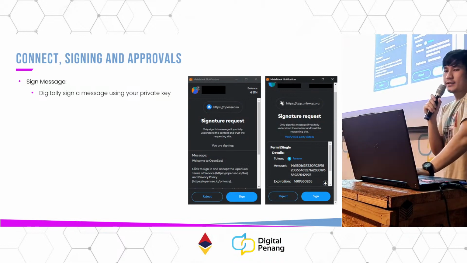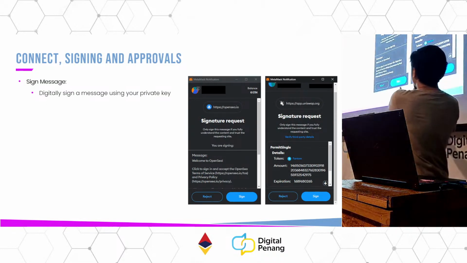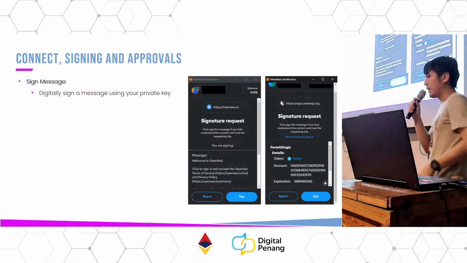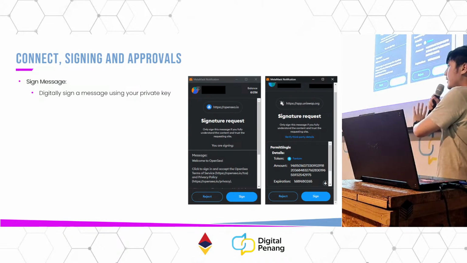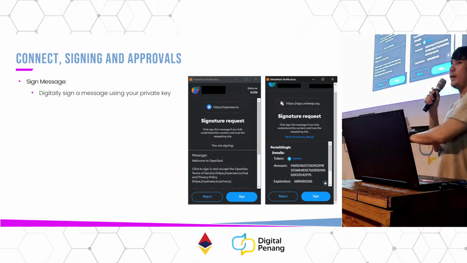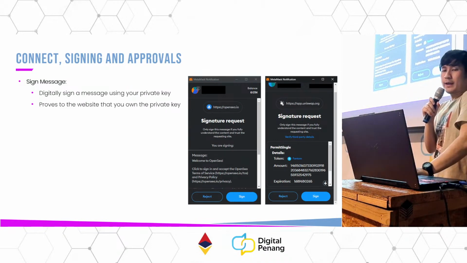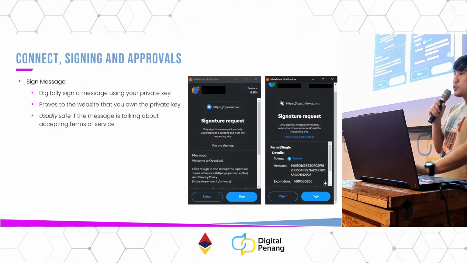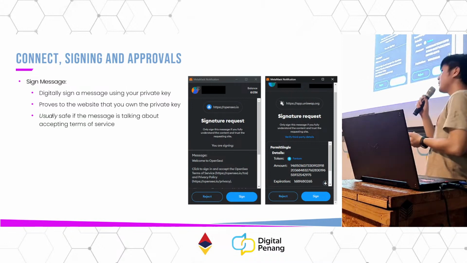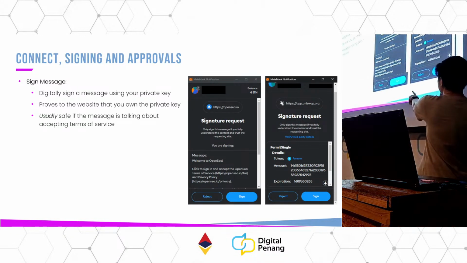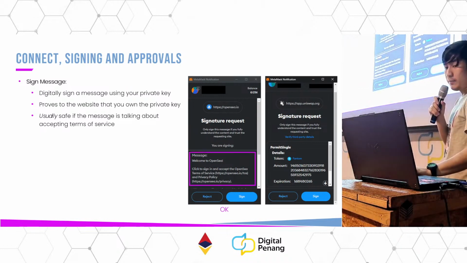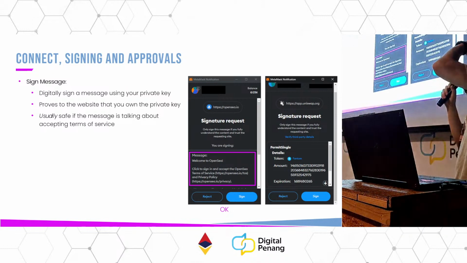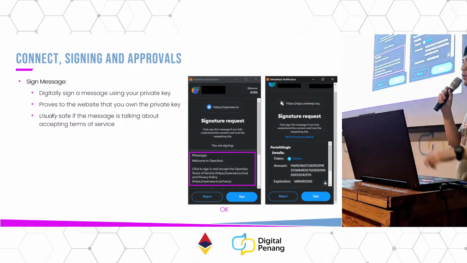A signed message looks like this. It's a signature request in the application that you are accessing. It doesn't send an Ethereum transaction, which means that you do not pay gas fees. And it proves to the website that you own the private key, right? It's usually safe if the message is talking about accepting a terms of service, because there's nothing actionable that can be done using that signed message on the Ethereum blockchain.